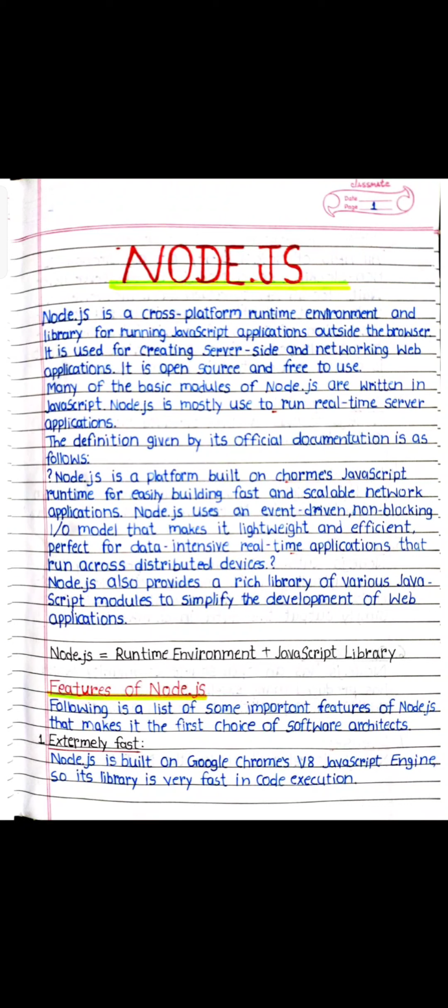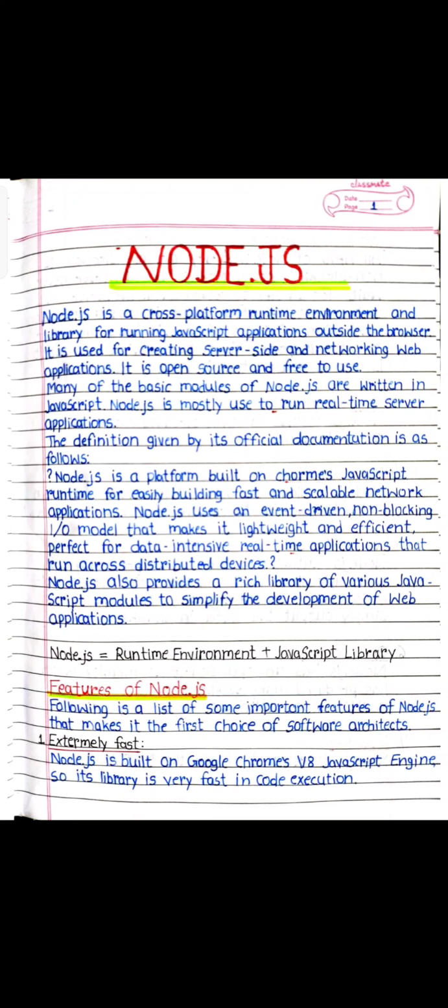The definition used by its official documentation is as follows. Node.js is a platform built on Chrome's JavaScript runtime for easily building fast and scalable network applications.